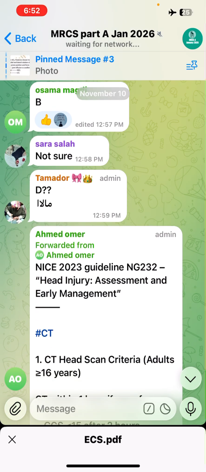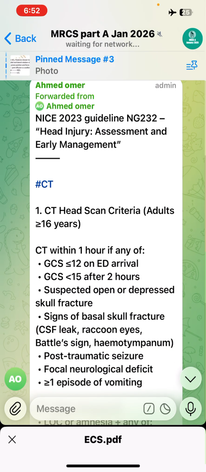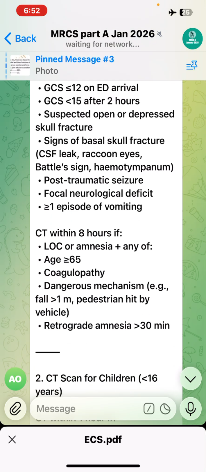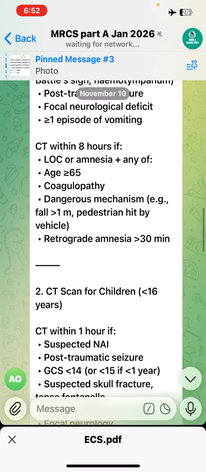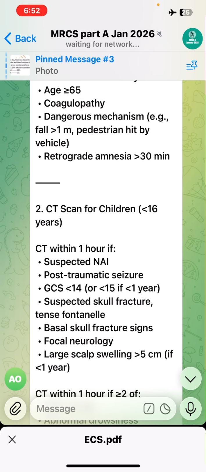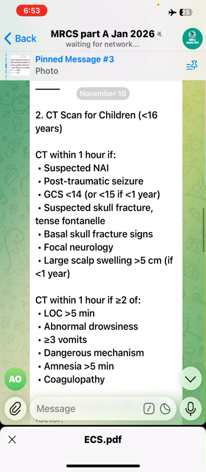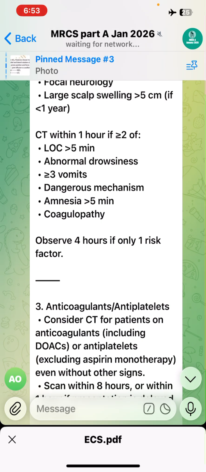So this is about NICE guidelines. CT scan criteria within 1 hour: GCS less than 13 on arrival, 2 hours for suspected skull fracture, you have to do it. So this is not in the case. 8 hours for coagulopathy, dangerous mechanism, you have to do it. Children less than 16 years, suspected non-accidental injury, post-traumatic seizures, GCS less than 14, suspected skull fracture: CT scan. Observe for 4 hours if one of the following risks.